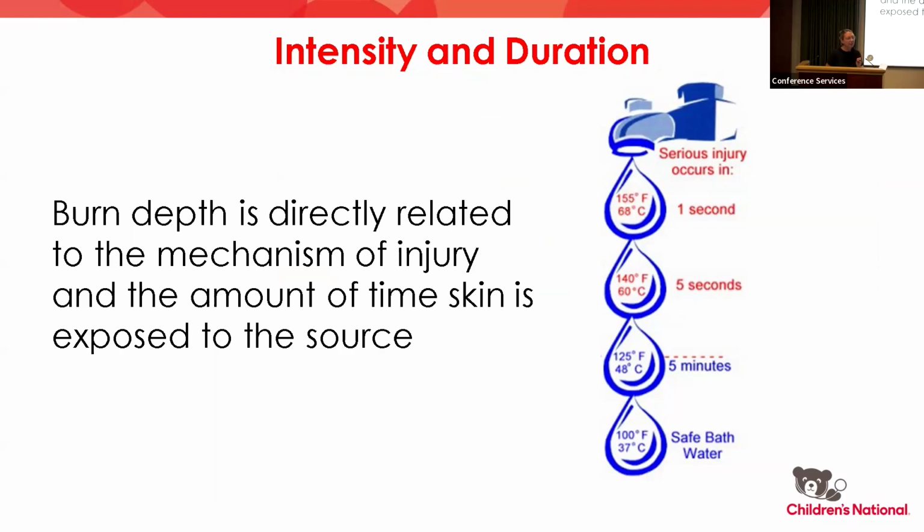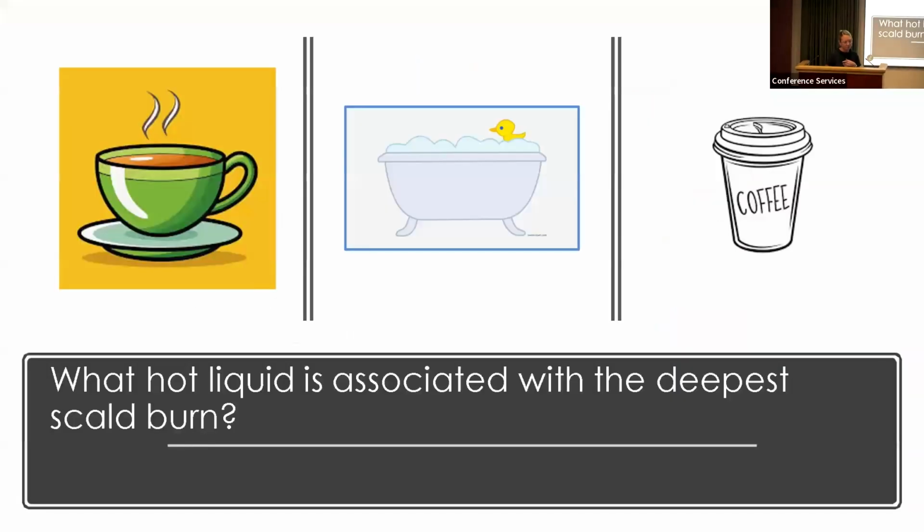The burn depth is directly related to both the mechanism and the amount of time the skin is exposed to the source. So this is an example of how quickly hot water can injure the skin. We recommend that bath water is about 100 degrees Fahrenheit. So hot water heaters really should be set at about 120 to allow for safe bath water. As you can see, once water reaches that boiling point, it can burn skin in a second or less.